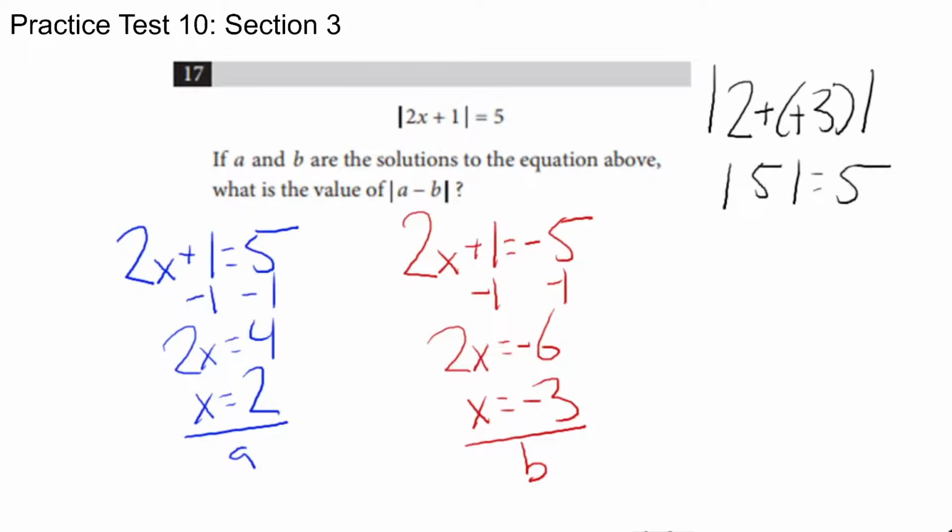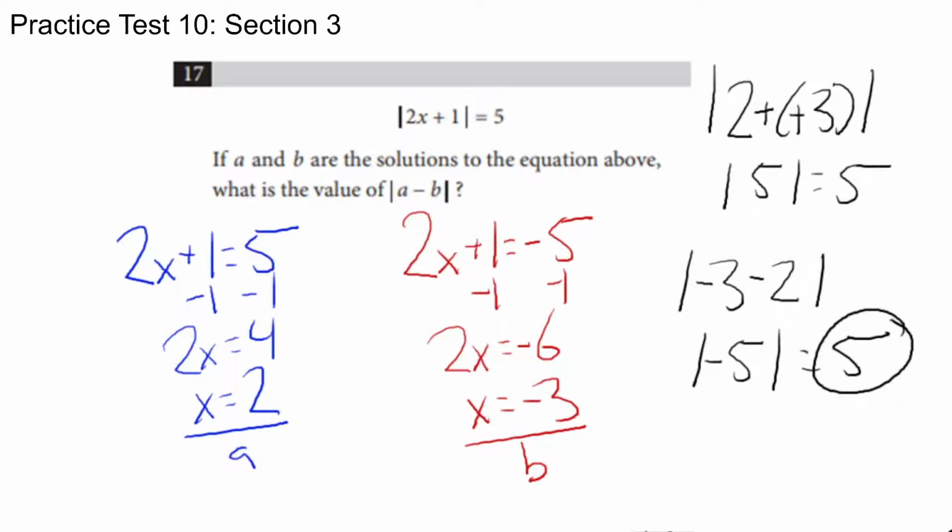If you had set it up the other way and done the absolute value of negative 3 minus 2, you'll see you'll still get the same answer. Negative 3 minus 2 will give you an absolute value of negative 5. The absolute value of negative 5 is equal to 5. So 5 is going to be my answer.